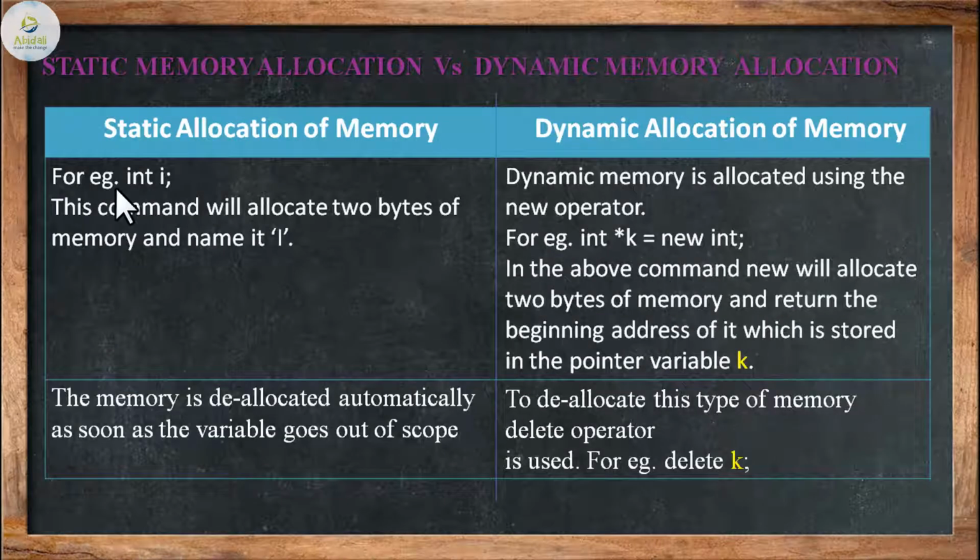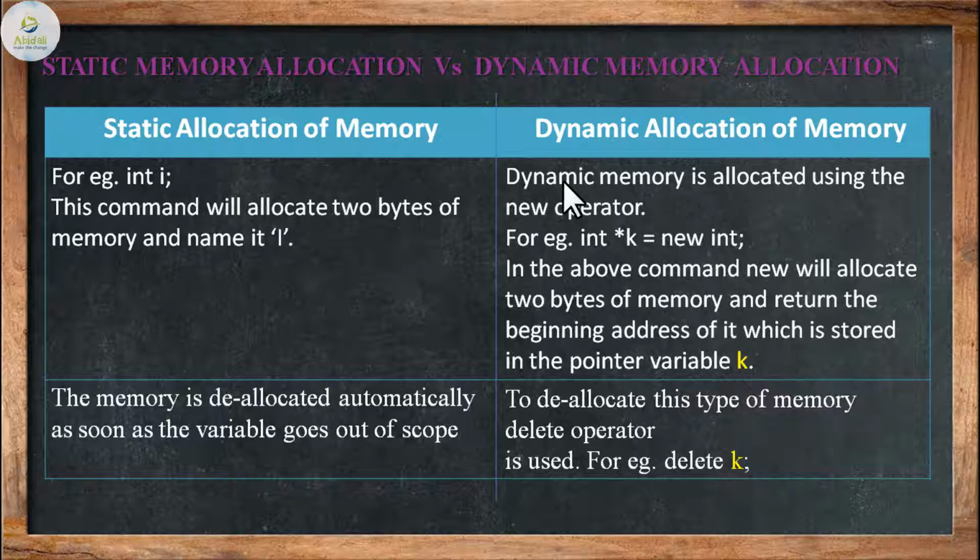Example, we spoke about the character variable. Here we have an integer type of variable i. So the command will allocate 2 bytes of memory space and name it as i. This is an example of static allocation we have used in our course throughout.